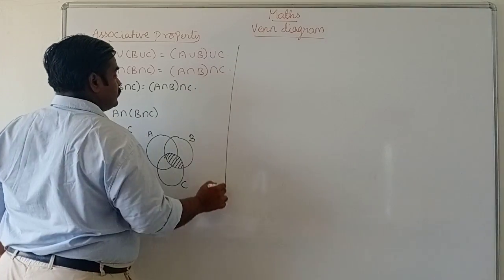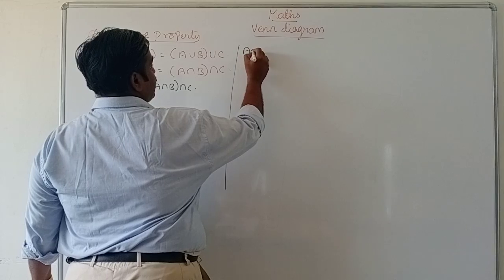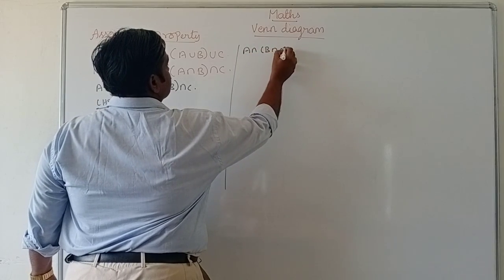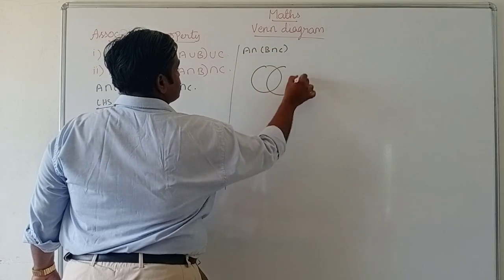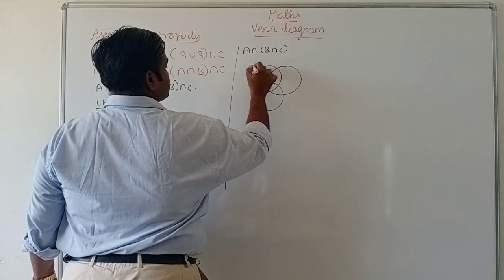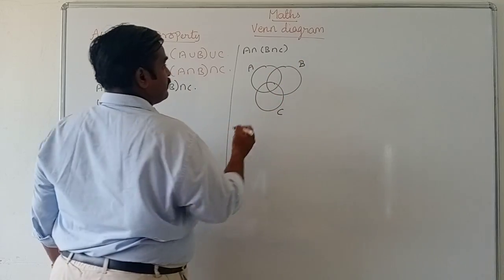What should we do next? Draw the second diagram: A intersection (B intersection C). Once again draw these 3 circles. One should represent A, another one is B, another one is C.